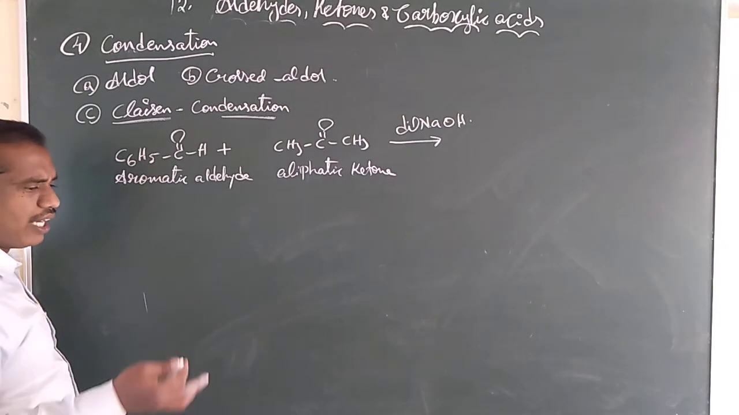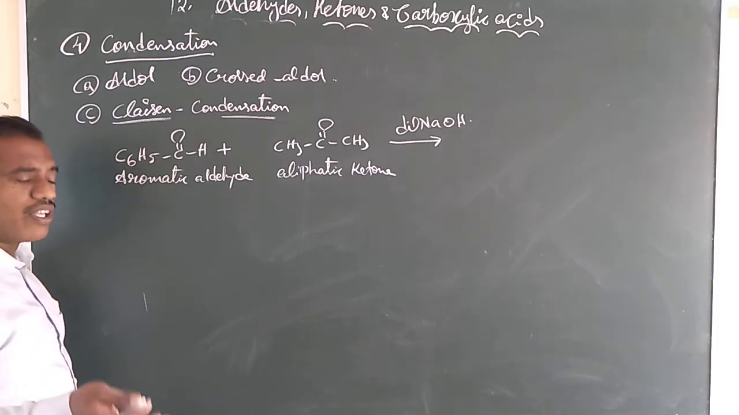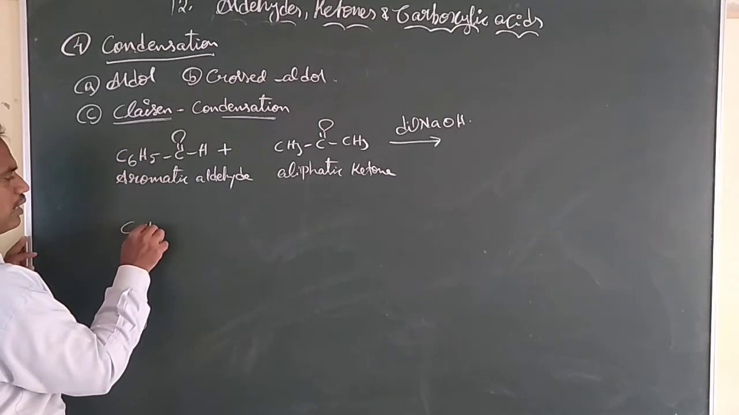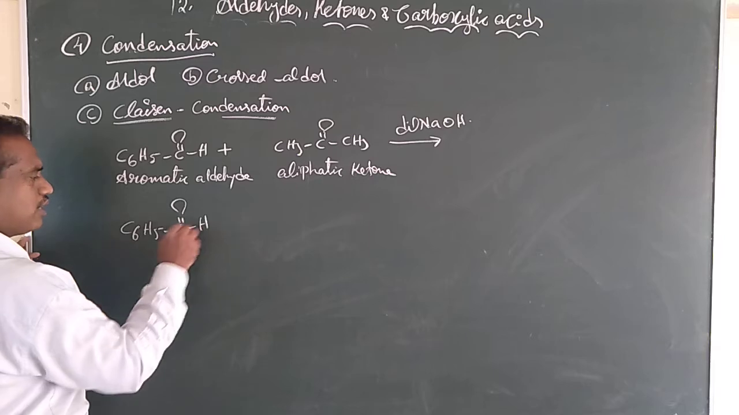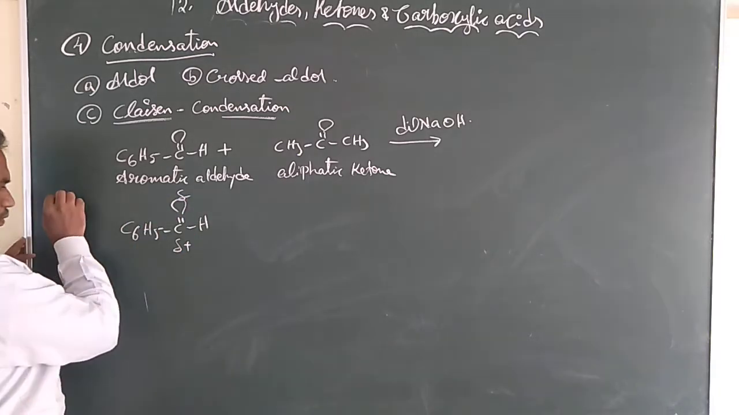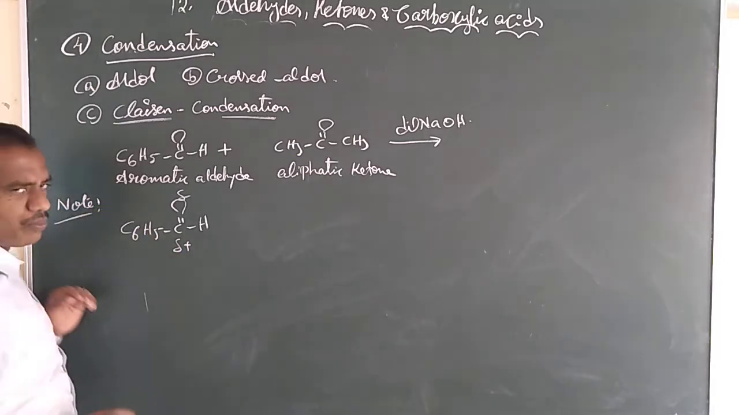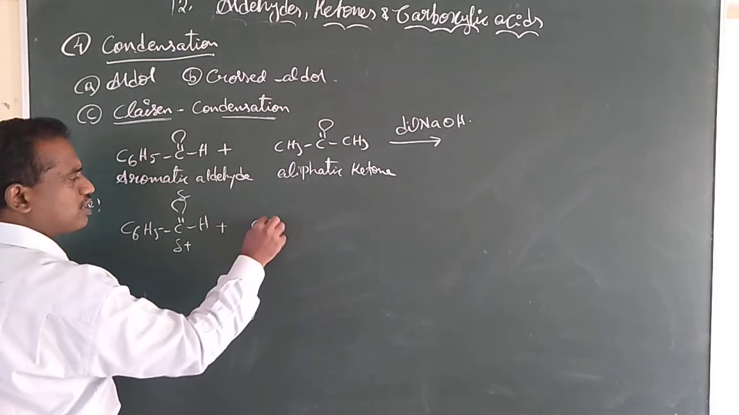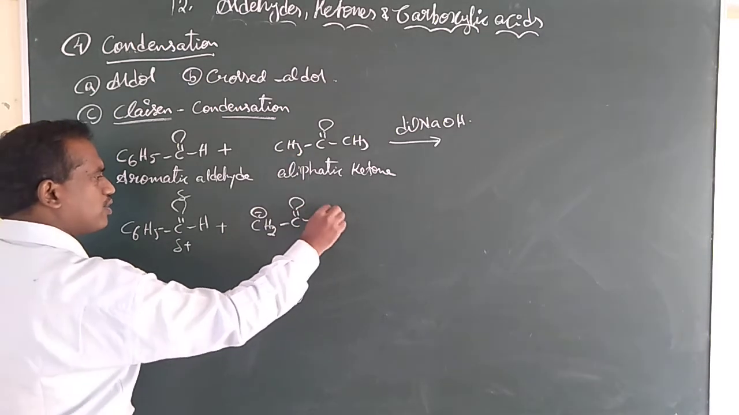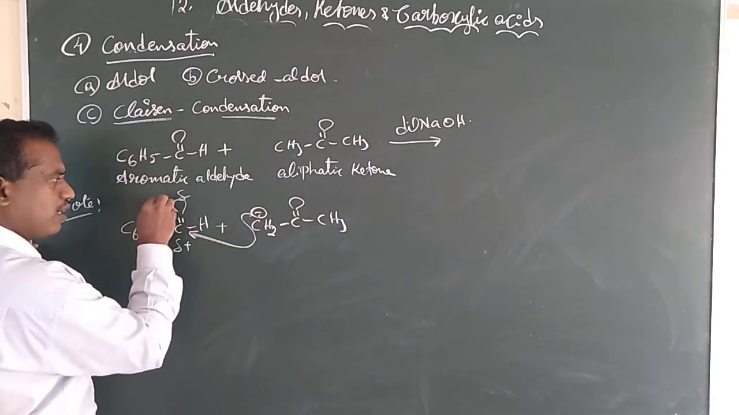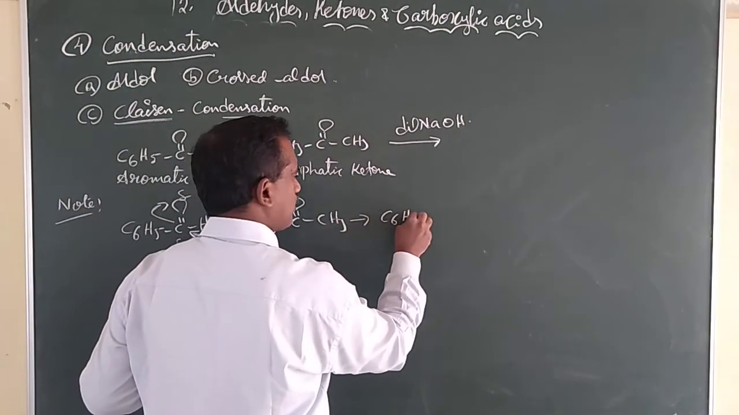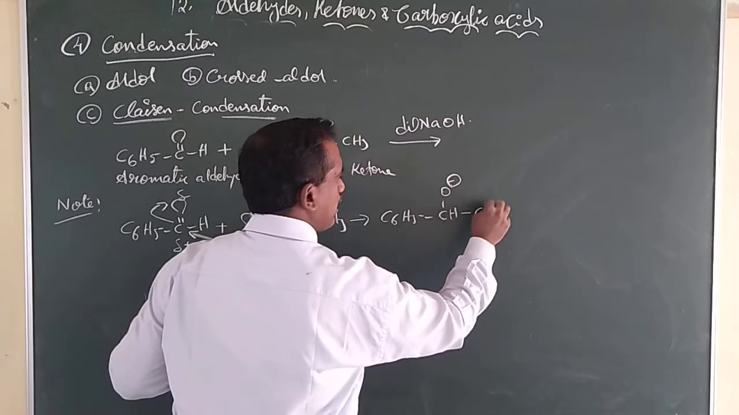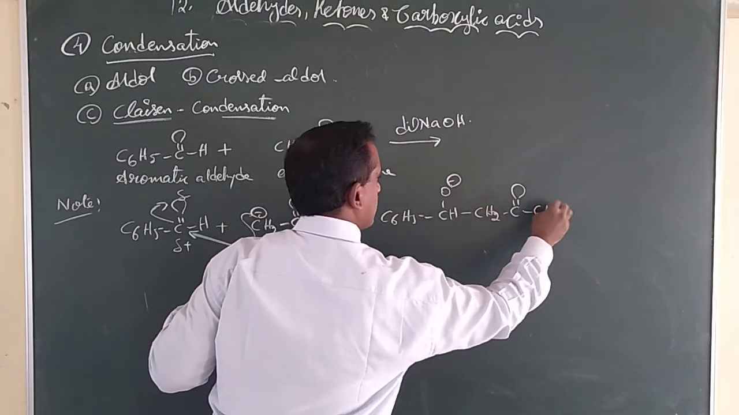Claisen condensation starts by the formation of a carbanion from the alpha methyl group. C6H5 C double bond O H is there, with partial positive and partial negative. This is just for note, don't practice; you want the final product. In the presence of the base, it will lose the hydrogen. Then a carbonyl compound is formed: C6H5, CO minus, CH, CH2, C double bonded O, CH3.